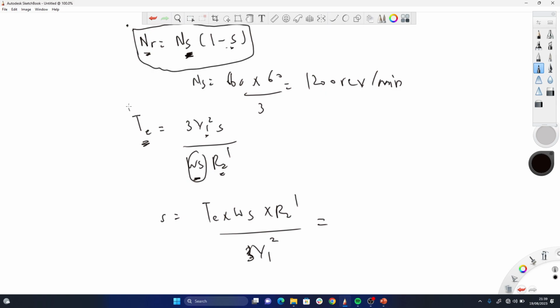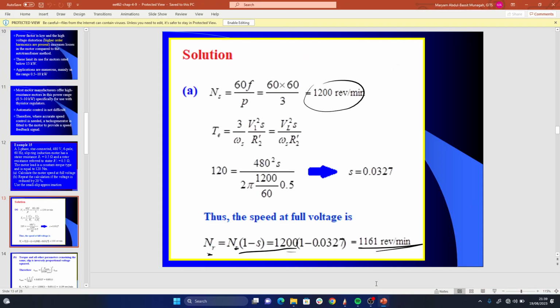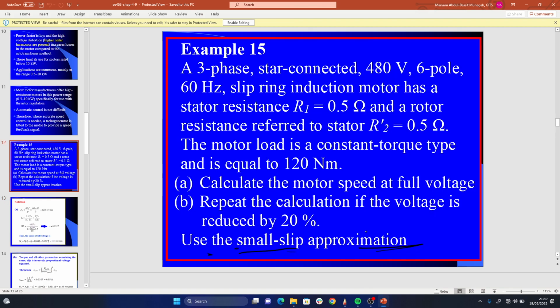And what is the small slip approximation? I'll use this formula to find my slip and find my synchronous speed like this, and I put everything inside. So you get your slip here, and you put it here to find your speed. Then the B part says what? The B part says to repeat the same calculation if the voltage is reduced by 20%.